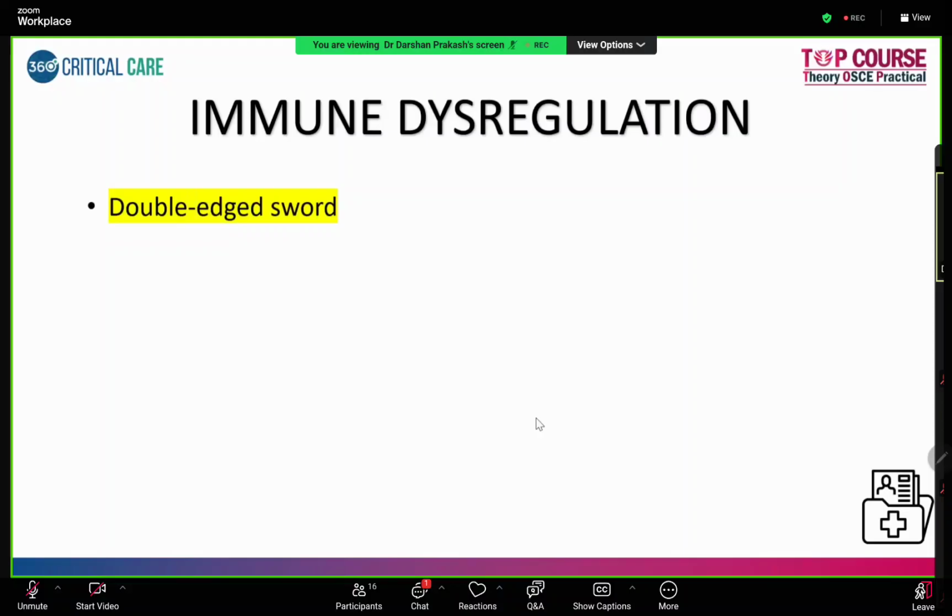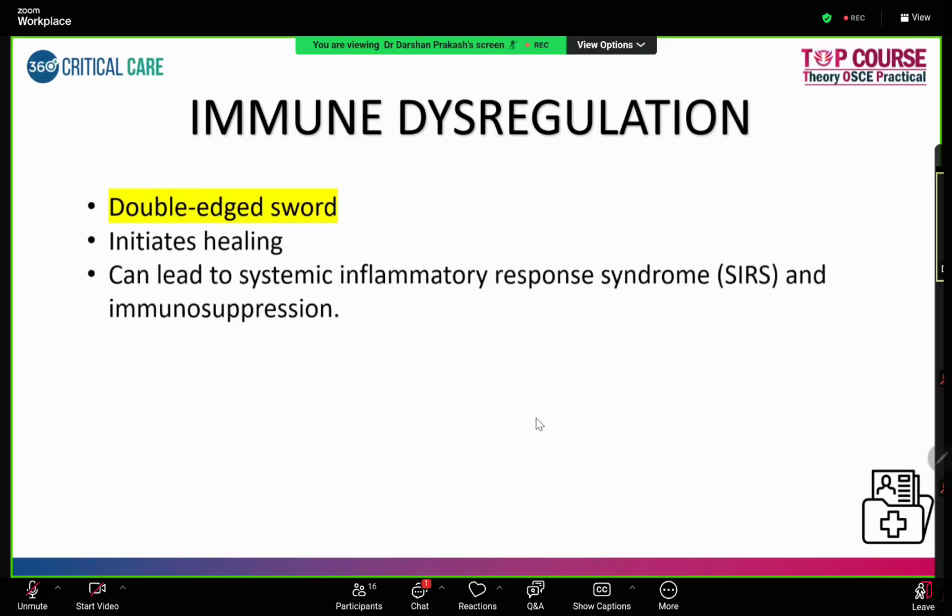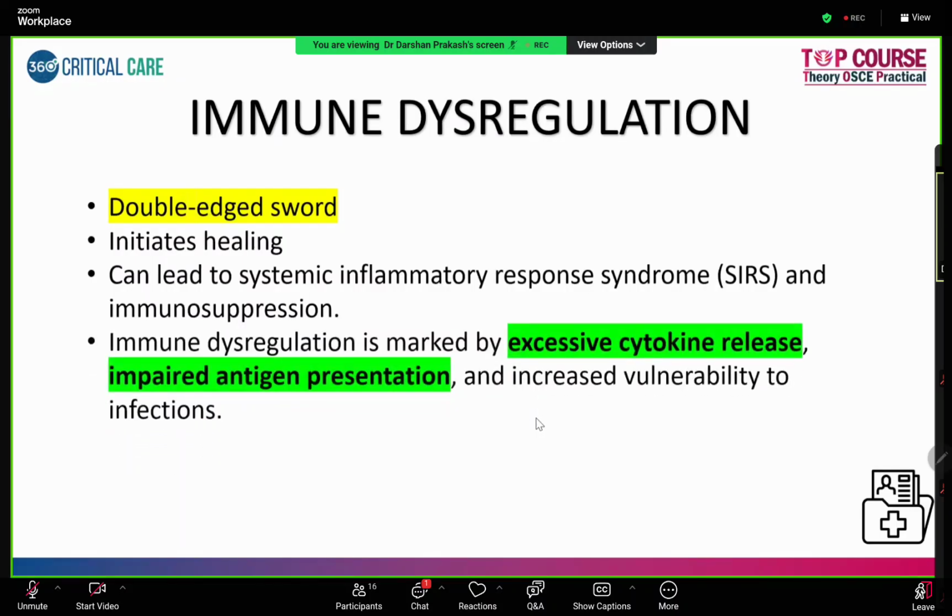And in the meanwhile, because there is an increased release of both pro-inflammatory and anti-inflammatory cytokines, it can cause immune dysregulation, which is happening only because there is an imbalance in the earlier phase of burns. It initiates healing, like I've already said to you, but because of the imbalance, it can also cause SIRS. This SIRS is an eventuality because there is excessive release of cytokines and impaired antigen presentation, which causes the burns patient to be highly vulnerable to the infective etiology, if anything is present in the surrounding.